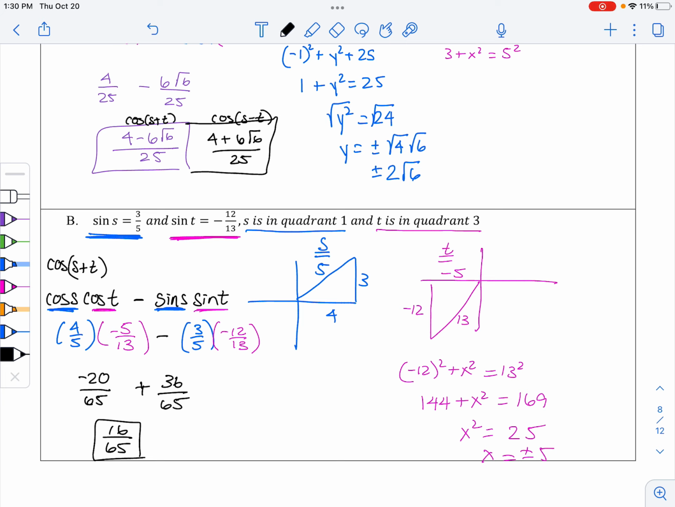Now again, when I bounce over to the cosine of S minus T, this would be negative 20 over 65 minus 36 over 65. That center sign changes, so I would get negative 56 over 65 as my cosine of S minus T, where that first answer was the cosine of S plus T.